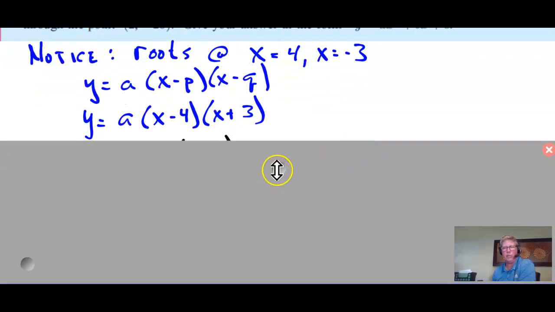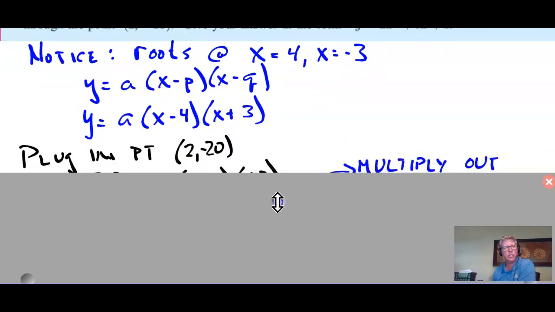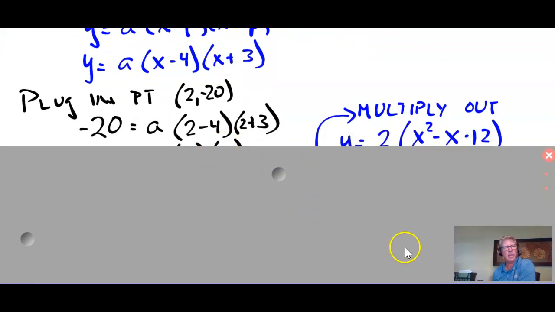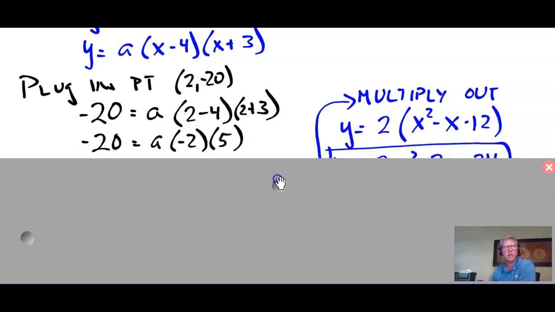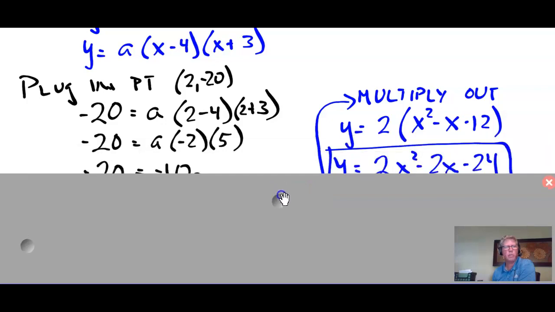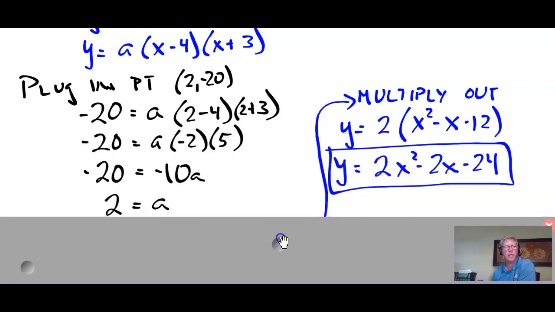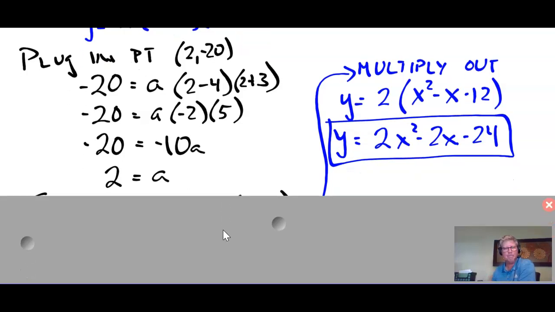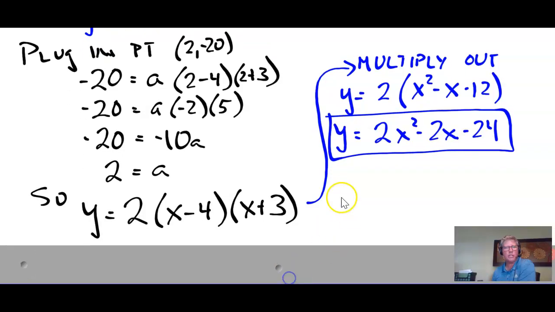Now I need to find what a is. I plug in the point 2, negative 20. Boom. Hey, be careful. Don't want to mess things up here. Going slow, showing my work. And I get a equals 2. And that feels good to me that it opens up. So my answer that I would be happy with and the world would be happy is this.